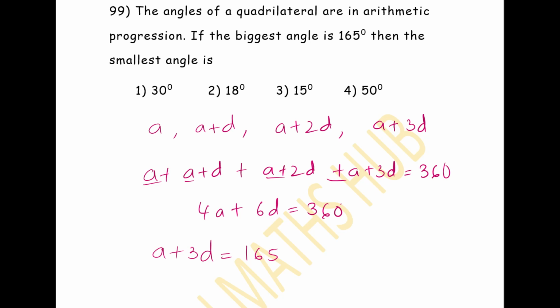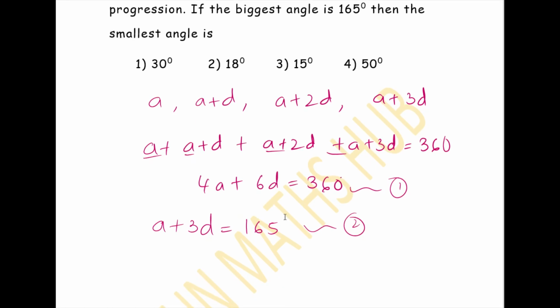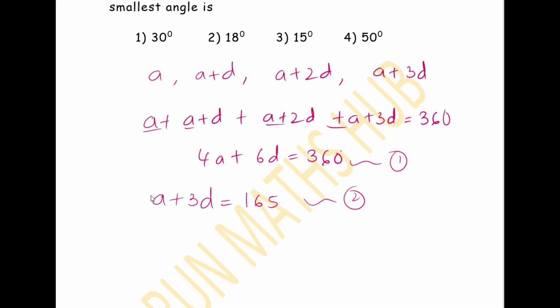Now what you can do? You have two equations. Equation 1 and equation 2 you need to solve to get the value of D and the value of A, that is the smallest angle. Now multiply equation 2 by 2. What we get? 2A plus 6D equals 165 into 2, we get 330. Consider this as equation 3.